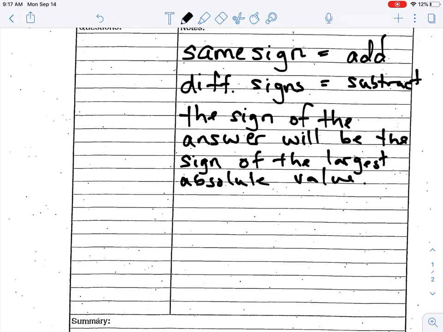So here are some examples, and I'm going to give you some larger numbers because larger numbers would be some issues. So let's just say we have positive 31 plus 14. Now, both numbers are positive, so the signs are the same, so we add them. So 31 plus 14 is 45. That you've been doing for several years.